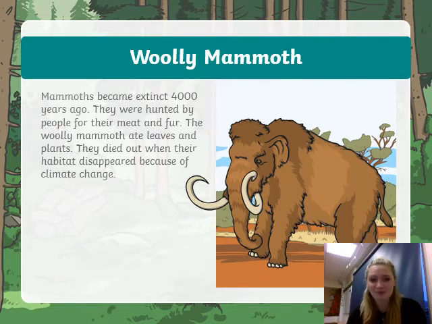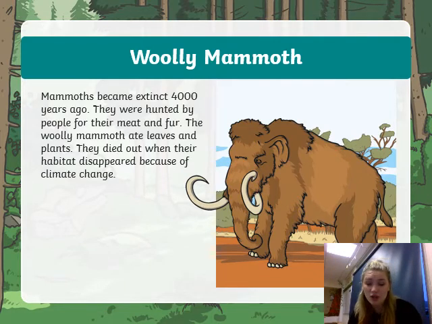Okay, the woolly mammoth then. So they became extinct about 4,000 years ago, so a bit sooner than the sabre-toothed tiger. Okay, and they were hunted by people for their meat and fur. So the woolly mammoth ate leaves and plants, and they died out because their habitat disappeared and because of climate change. Now we are going to be going on to climate change over the next few lessons, so don't worry too much about that at the minute.